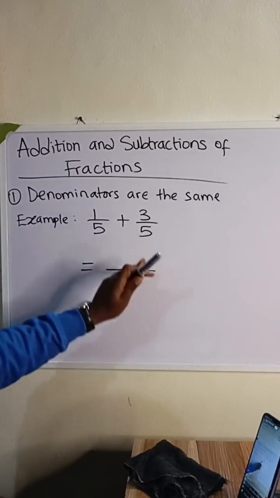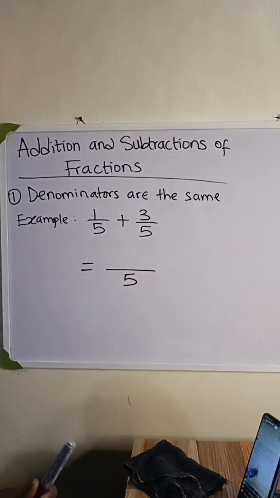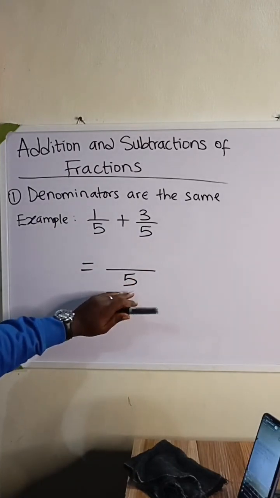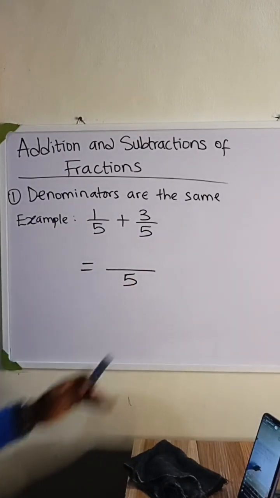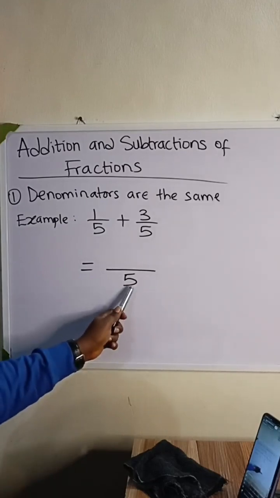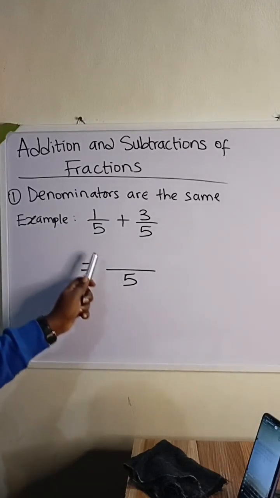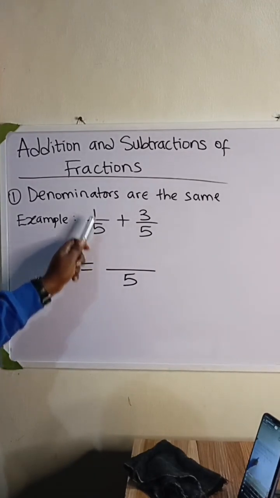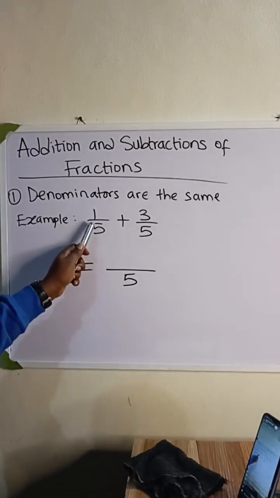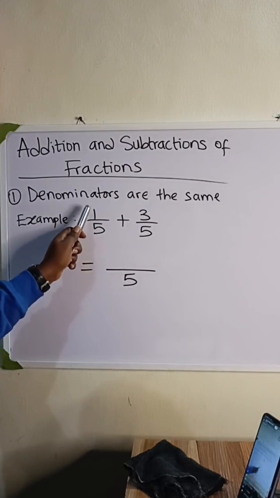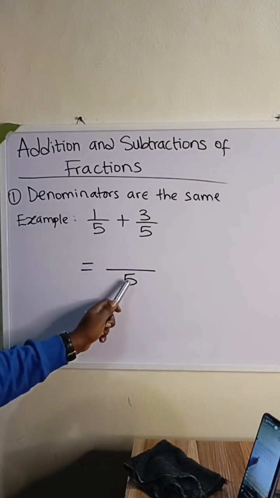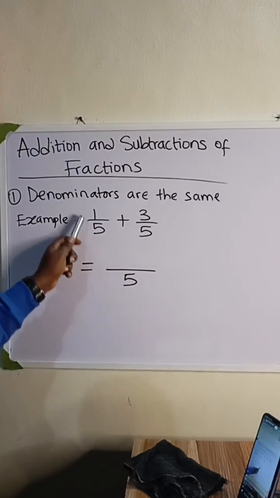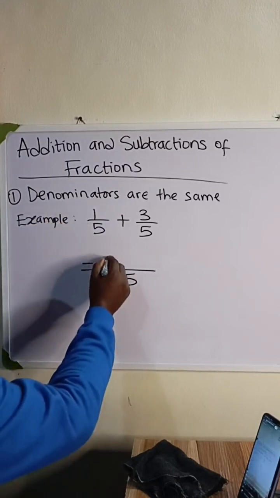But if they are not the same, then we can explore something else. Okay? But they are the same in this particular example, so the denominator is 5. The next thing you are going to do is take the common denominator divided by each denominator, multiplied by each numerator. So we're going to do 5 divided by 5, and that will give us 1. 1 multiplied by 1 will give us 1.